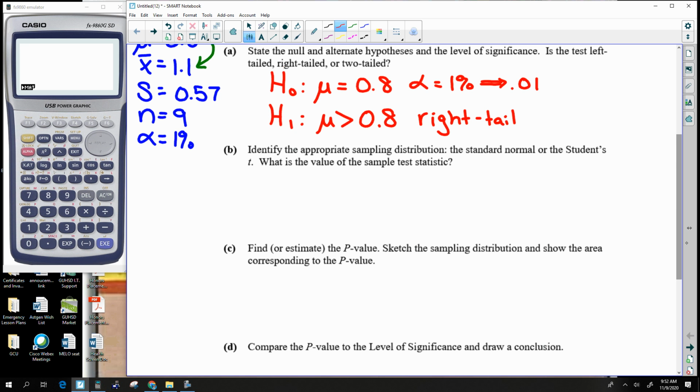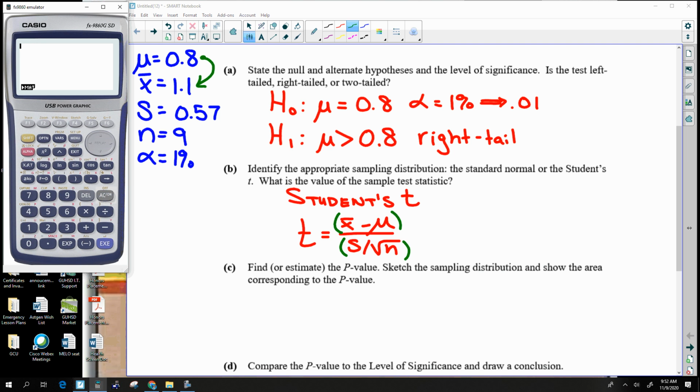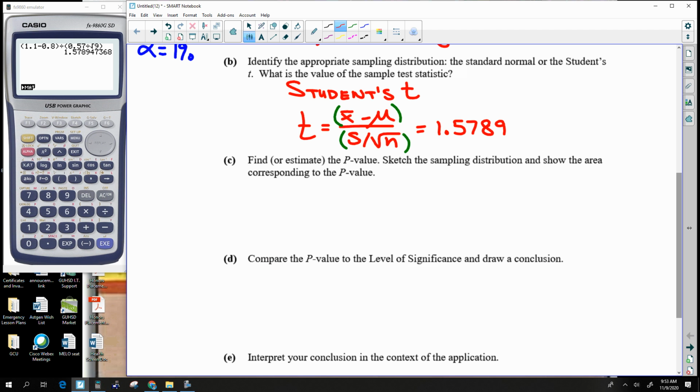Because this has an S in the problem, this is going to be a student's T. T is equal to X bar minus mu, over S divided by the root of N, with parentheses around the entire top and around the entire bottom. All right, so T comes out to be 1.5789.